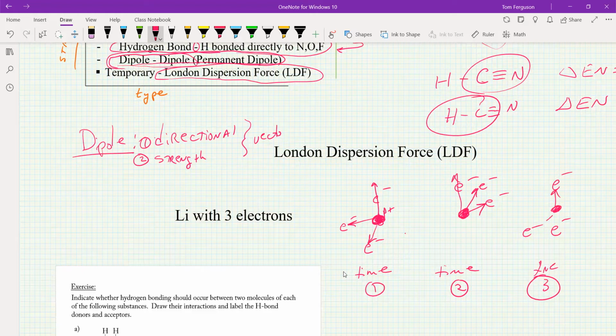my point here is that at any given time, there's going to be a dispersion of electrons and they're not perfectly balanced to cancel each other out. So you're always going to have a net dipole. And it's always going to be changing. That's what they mean by temporary. And London dispersion forces or dispersion forces are weak because these are really small little dipoles.